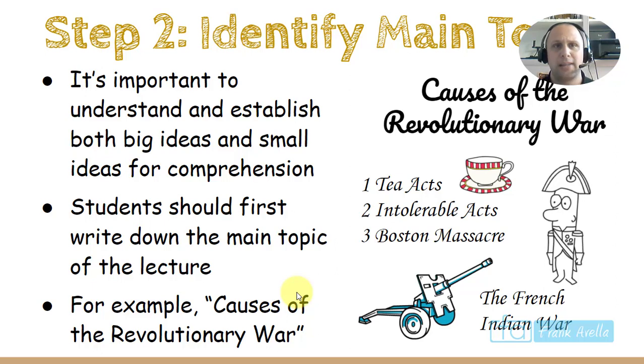Step 2, identify the main topic. It's important to understand and establish both big ideas and small ideas for comprehension. So for example, look to the right here. Causes of the Revolutionary War. So you want to have the big ideas: the Tea Act, the Intolerable Acts, the Boston Massacre, and then maybe the French and Indian War there, and you've got a little picture there.